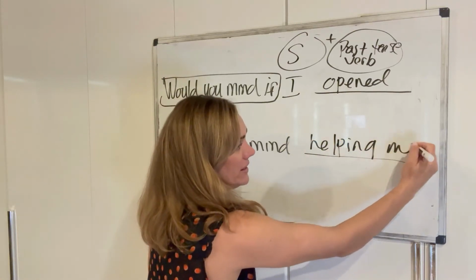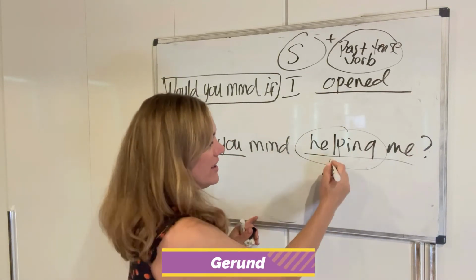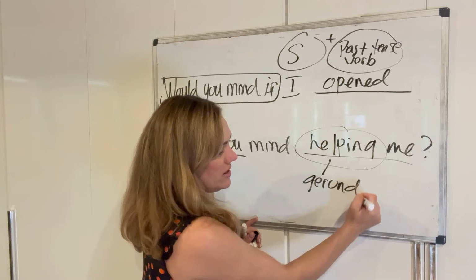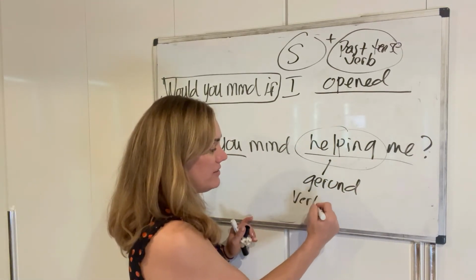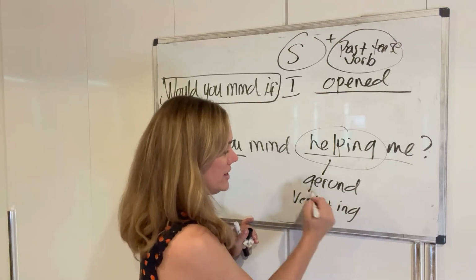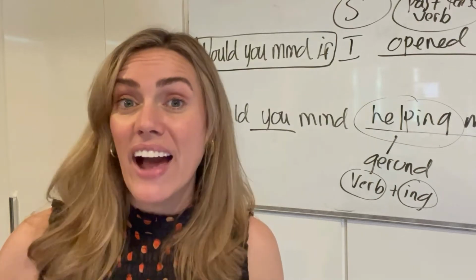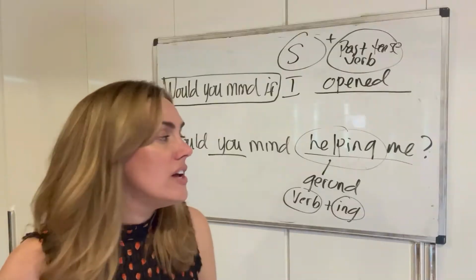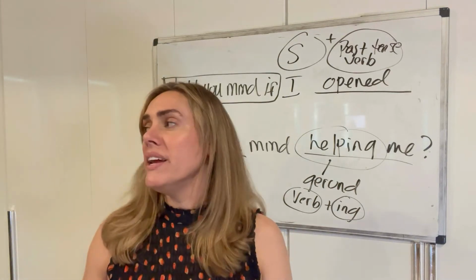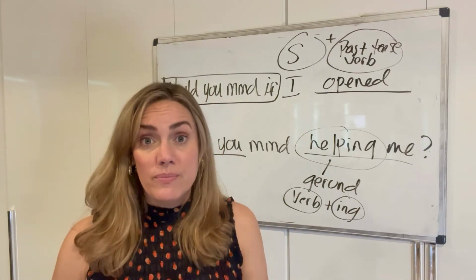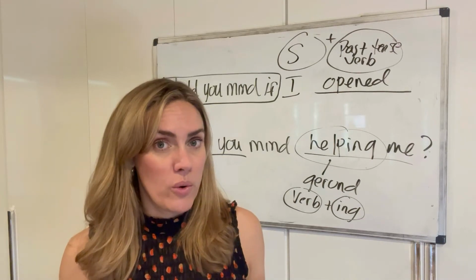helping me? Okay, notice what I'm doing here is I'm using a gerund. If you haven't studied gerunds, we have videos on them, but a gerund is basically any verb plus ing. It's two parts. It's a verb plus ing, but it does not act like a verb. It's actually a noun. So, would you mind helping me? Would you mind opening the door? Would you mind closing the door? And that is a nice way to ask for a request.